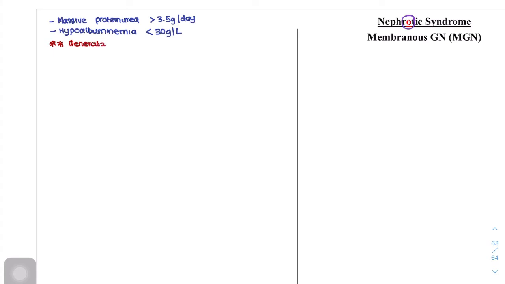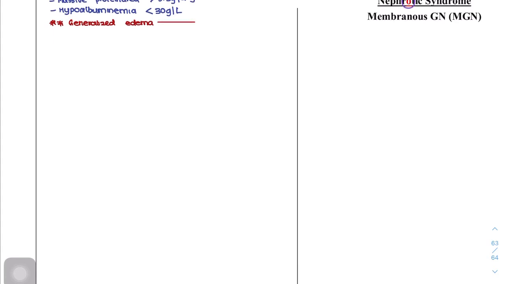generalized edema. How does that happen? There's 2 types of edema. There's pitting edema and non-pitting. What is pitting edema? Pitting edema is edema in which, let's take the legs near the ankle. So you can press it and your finger mark will remain. It doesn't come back.